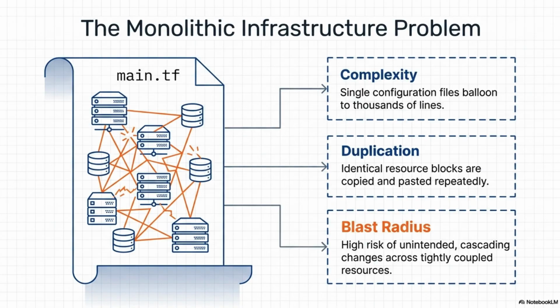First, complexity. Single config files balloon to thousands of lines. Second, duplication. You copy-paste the same resource blocks across environments, and now have 3 places to update every time something changes. Third, and scariest, blast radius. One wrong change cascades across your entire tightly coupled infrastructure. Sound familiar? There's a way out.